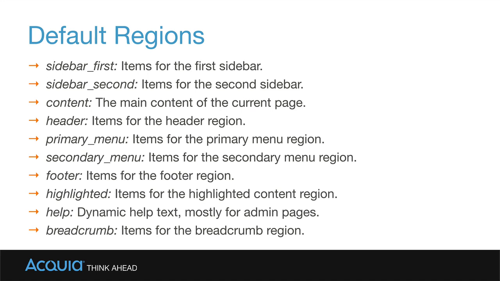Take a look for just a moment as to what goes in each of these regions. Sidebar first is generally either the left sidebar or the first sidebar on the right side. Second sidebar is generally the right sidebar or the second sidebar on the right or left. Content is where the main content goes. Header makes sense. Primary menu and secondary menu are where Drupal will automatically put the menus unless we tell it differently. The footer region is obviously usually at the bottom. Highlighted and help regions are usually towards the top. And then, of course, the breadcrumb region that tracks where we are on the site.